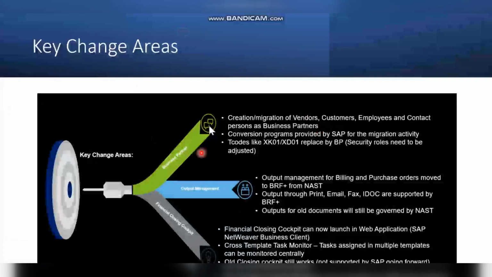And next are the key change areas. These are the major changes we have observed in the new S/4HANA. One is BP related, one is output management, and one is related to financials. In terms of BP, we had transactions like XK01 or XD01 for vendors and customers, but now they are replaced by BP, and SAP provides conversion programs for migration instead of us creating our own. This is for the business partner area.